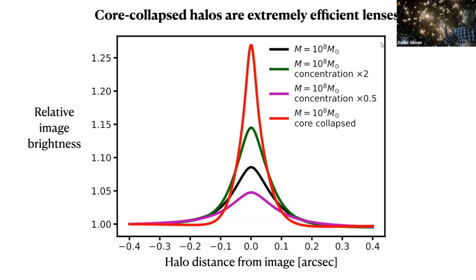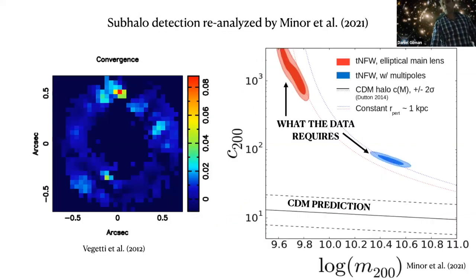So, as I alluded to before, more concentrated halos are more efficient lenses, right? A collapsed halo is, in some sense, the most efficient lens you can have that isn't a black hole, right? And so now I want to connect this back to the gravitational imaging that I talked about a little bit earlier. This is the detection of the substructure that I mentioned on the left.